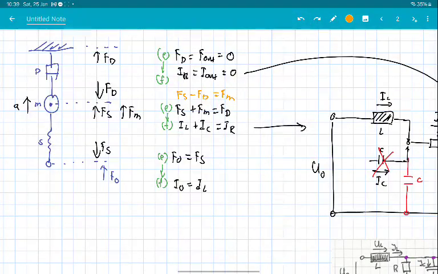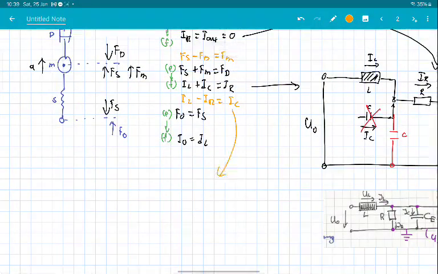So if we were to make this equivalent, we would get IL minus IR equals IC. So if we were to make this equation, then we have our IL, and then we have our IR, and then we have our IC. So this one, if we were to flip it, it becomes a negative.